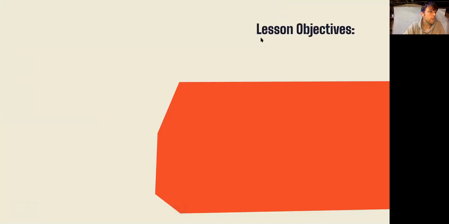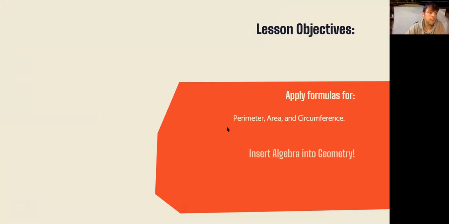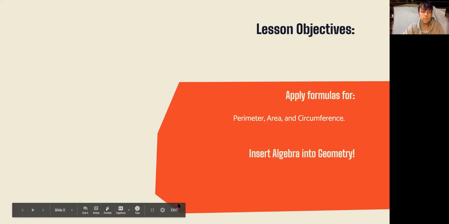All right, so we have a few objectives for today. Apply formulas for perimeter, area, circumference. We're going to insert some algebra into our geometry. So we're not going to just be talking about calculating area and perimeter in terms of the normal numbers. We're also going to be talking about having algebraic expressions involved and how we work with those.